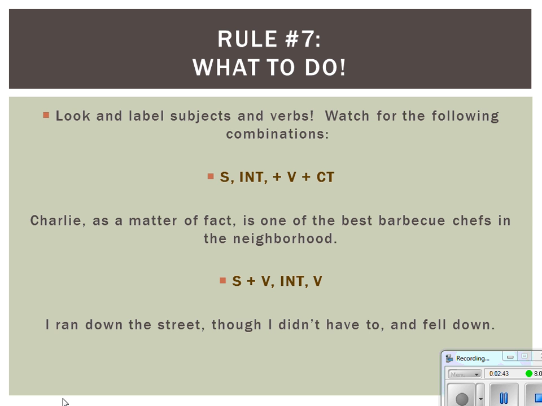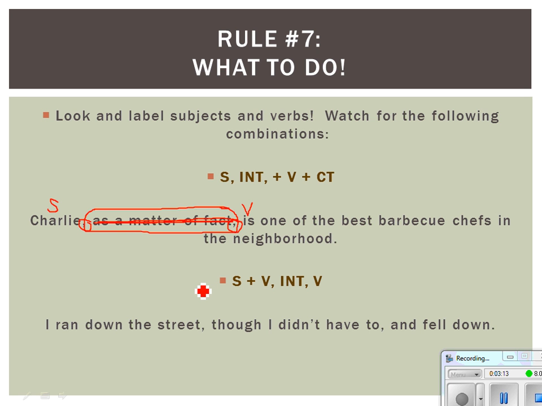Oftentimes, interrupters interrupt the subject and verb. So if we look at the example, Charlie, as a matter of fact, is one of the best barbecue chefs in the neighborhood. I can find my subject, Charlie. I can find my verb, is. Immediately, I'm drawn to as a matter of fact. That is not essential information. I can cross it out and get rid of it. That means it needs commas around it. So I put a comma at the beginning of the interrupter and a comma at the end.